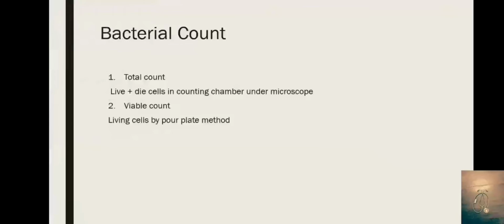And coming to bacterial count, this is very easy. The bacterial count we can further divide into total count and viable count. Total count means living cells and dead cells, and we can count them by microscope in a counting chamber. But coming to viable count, only living cells are counted, by the pour plate method.